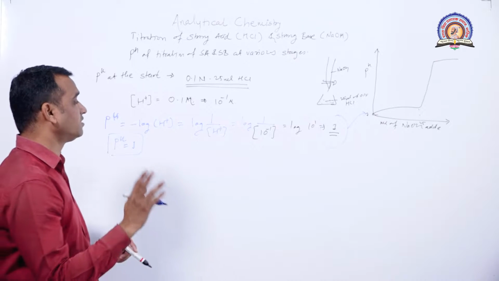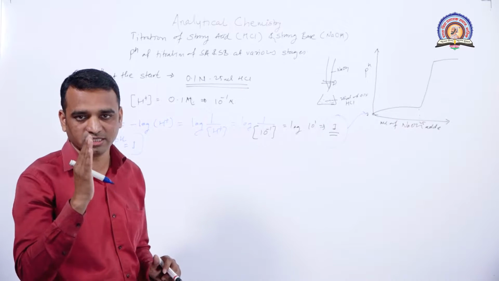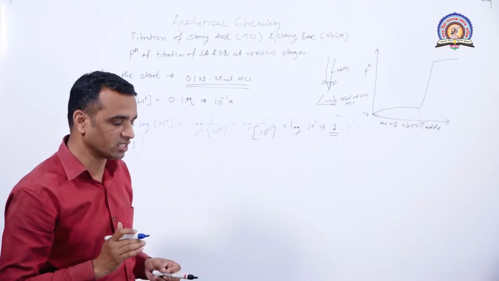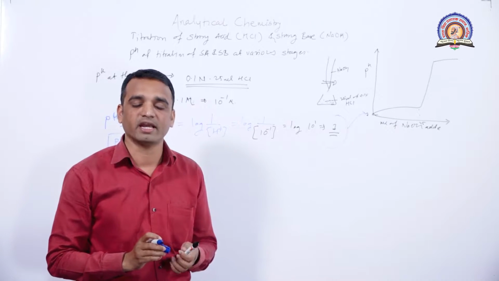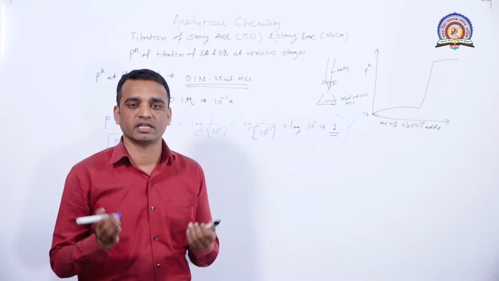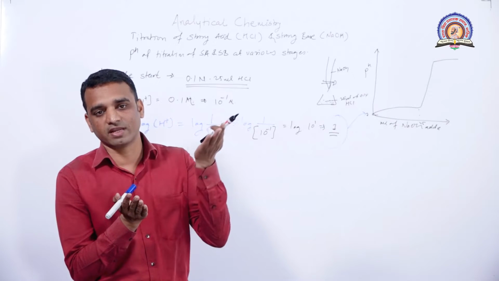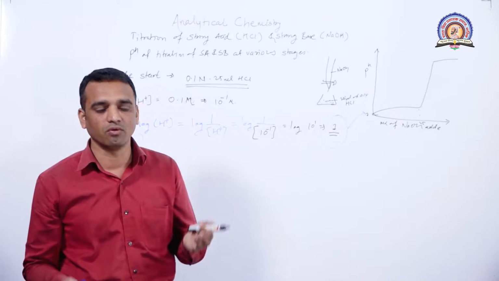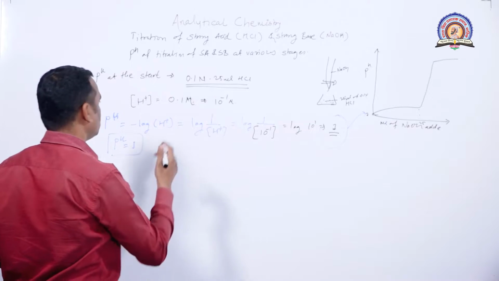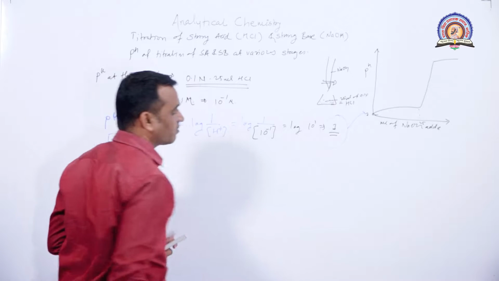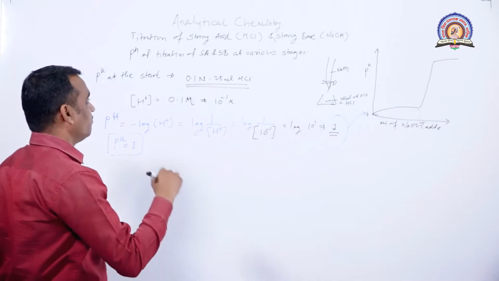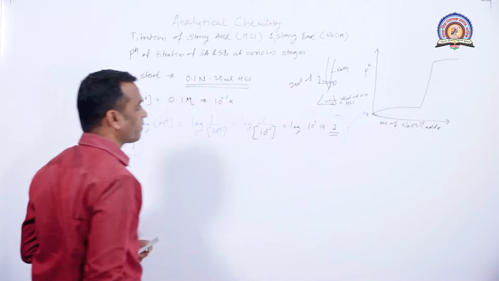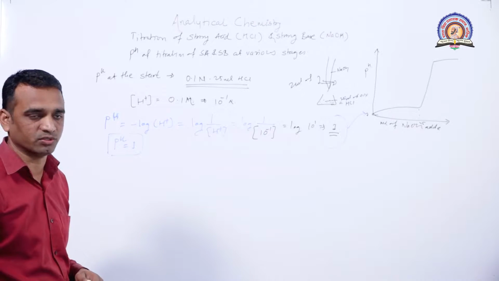Next, there are 2 points: before the equivalence point and after the equivalence point. What is meant by the equivalence point? The equivalence point is the point at which the acid and base are equal. Before the equivalence point there is an excess of H plus ion, and after the equivalence point there is an excess of OH minus ion. In the conical flask we take 25 ml of HCl, that means excess of H plus ion, and we add 2 ml of NaOH. What is the pH of that solution?